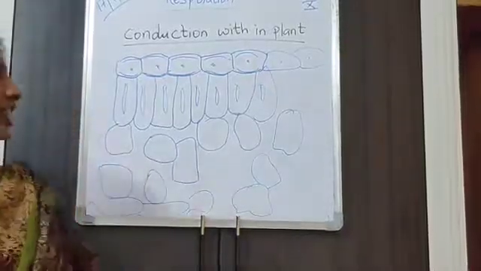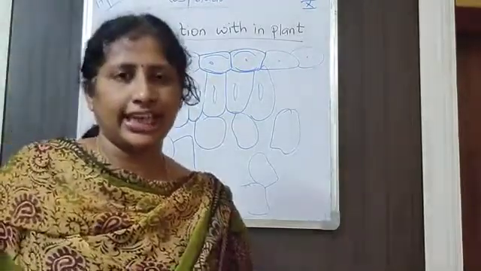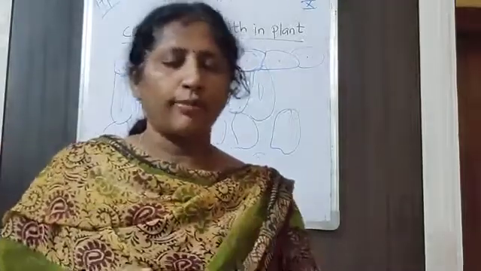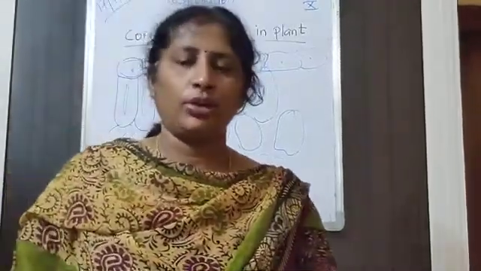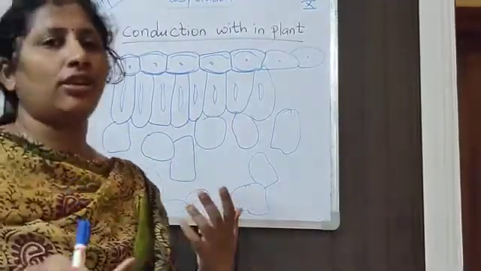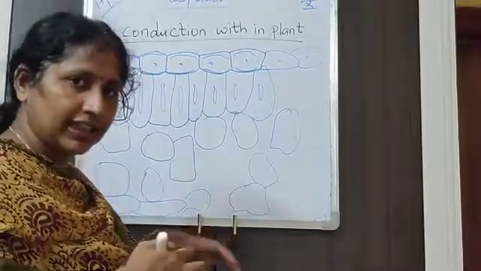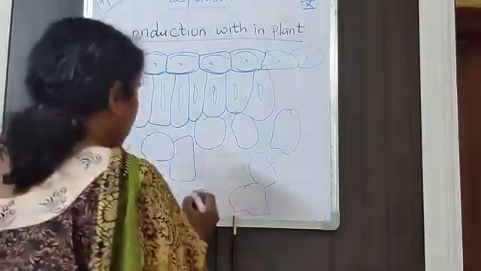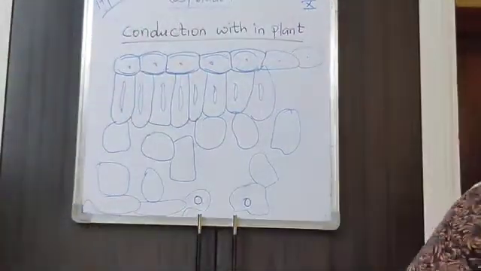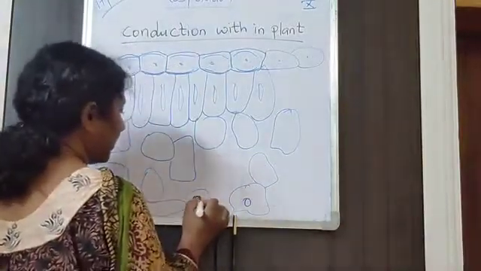Okay, now conduction within the plant. How does the gas exchange take place in the plant? So we have seen the respiratory organs are stomata, lenticels and root hairs. So the stomatal openings lead to a series of spaces in the cells. Like this is the stomatal opening, if you think this is the stomatal opening. Okay, this is our stomatal opening.